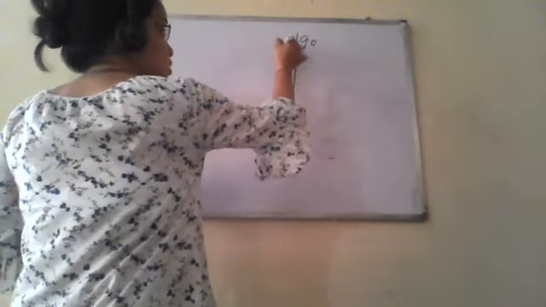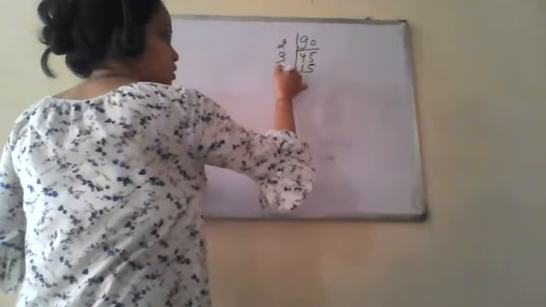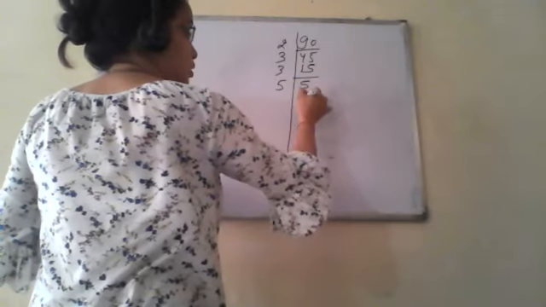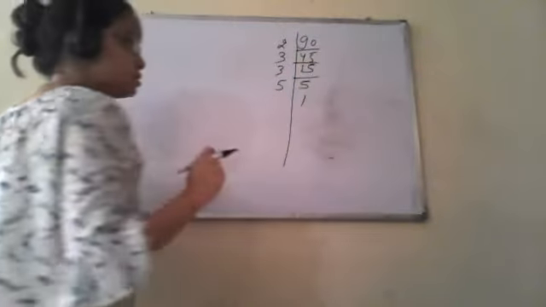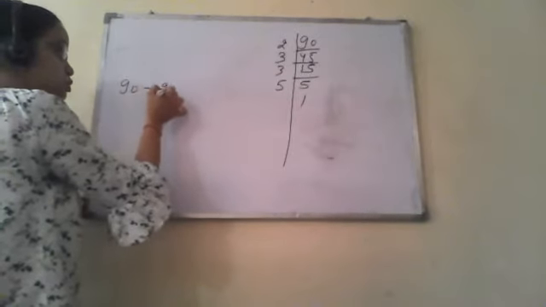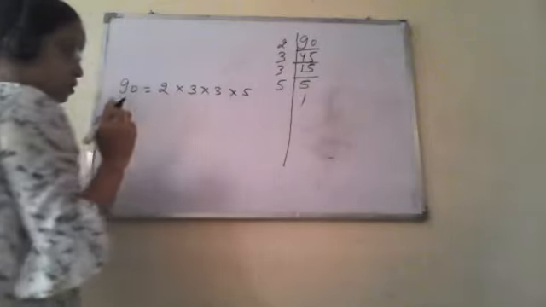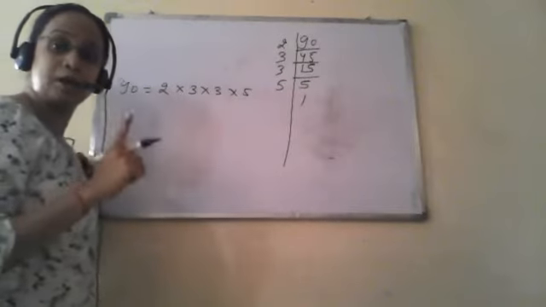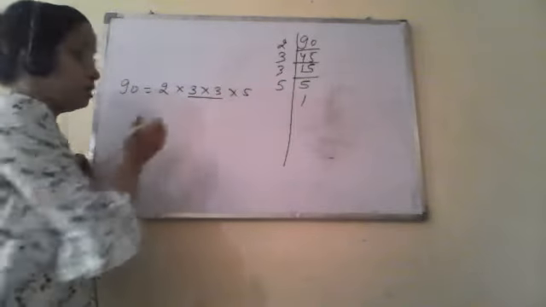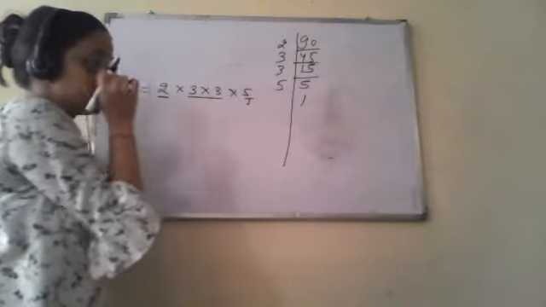So this is 45, this is 15, so this is prime factorization. So 90 can be expressed as 2 into 3 into 3 into 5. See, we have to take one number out of a pair. So this pair of 3 is complete, but the pair of 2 is not complete. The pair of 5 is not complete.